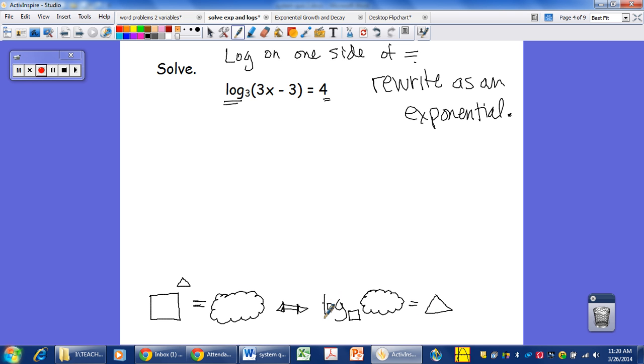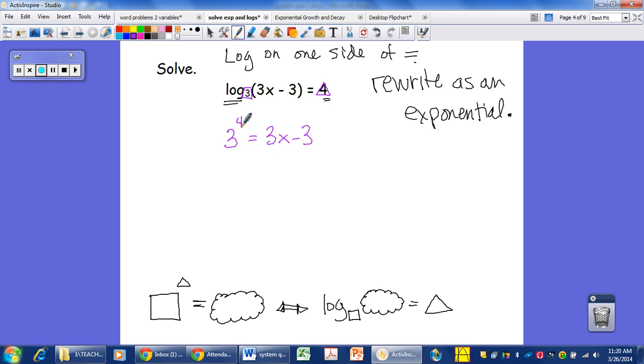So notice I have log on one side and a number over here. So I'm going to take this and rewrite it as an exponential. So that becomes 3. Okay, so this is your box. This is your triangle. So 3 to the 4th power equals this expression of 3x minus 3. So now I have my variable here. Nice linear, I can solve this one nicely.